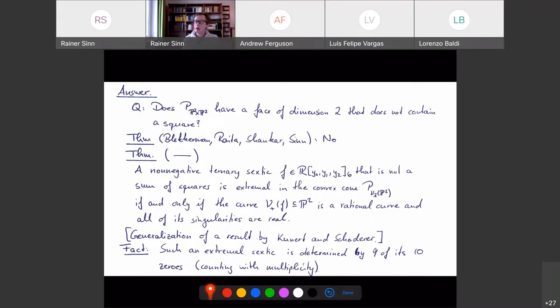And it turns out that it is uniquely determined by any 9 of them. And, you know, if some of them come together, you have to tell me how to count them with multiplicities properly. And I don't want to get into this. I will sweep this under the rug.